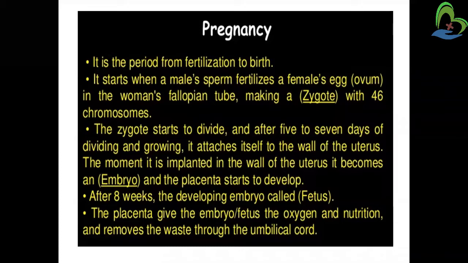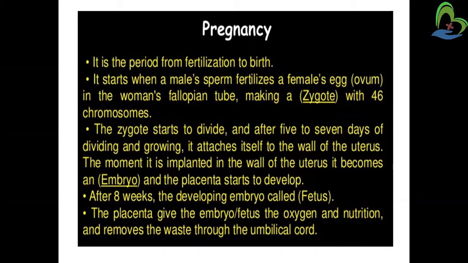So what is pregnancy? Pregnancy is defined as carrying a fetus or an embryo in the womb of the mother. It begins at fertilization and ends at the delivery of the fetus. Pregnancy lasts for about 40 to 42 weeks. So pregnancy is the period from fertilization to the birth of the fetus or baby.